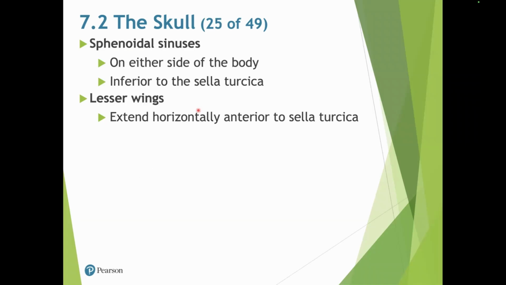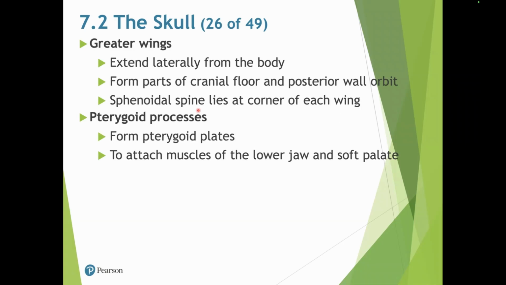Within your sphenoid bone, you also have those sphenoid sinuses. It's going to be one on each side, and they're going to be inferior to the sella turcica. You have greater wings and lesser wings. Oops, I should have gone the other way. Lesser wings and greater wings. Your lesser wings are going to extend horizontally, anterior to the sella turcica. And the greater wings are going to extend laterally from that body. And they are going to form parts of that cranial floor and the posterior wall of the orbit. The sphenoidal spine is going to lie at the corner of each of those wings.